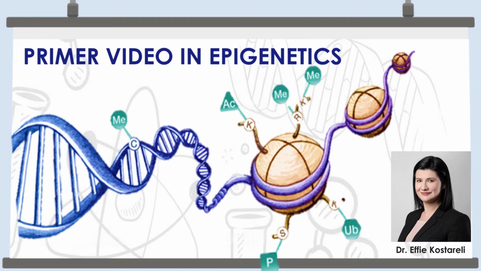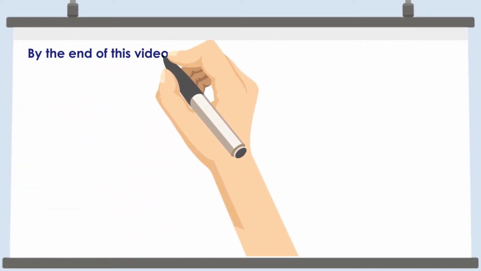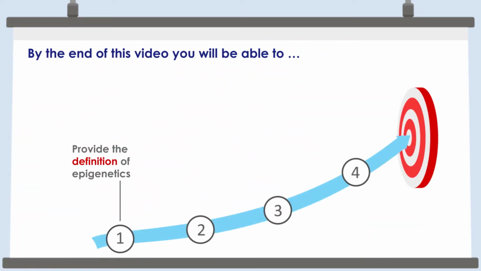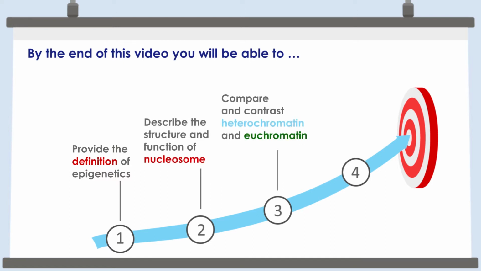I hope that this video will help you to prepare for the specialized lecture that will follow. By the end of this video, you will be able to provide the definition of epigenetics, describe the structure and function of nucleosome, compare and contrast heterochromatin and euchromatin, and name the mechanisms of the epigenetic machinery.